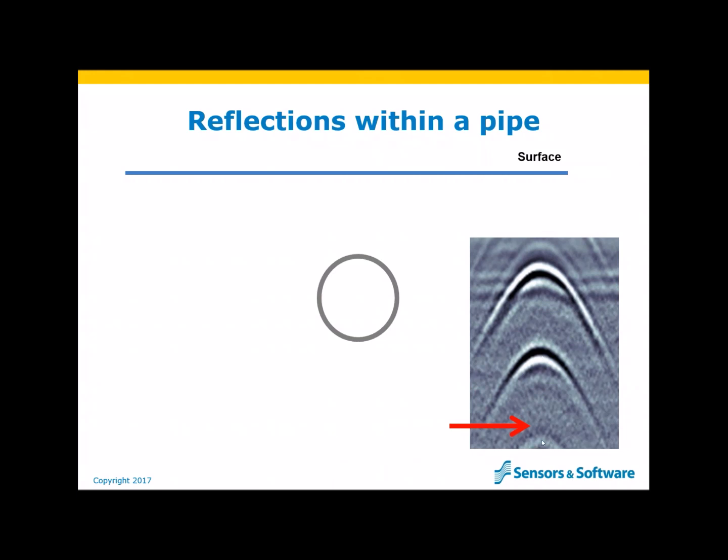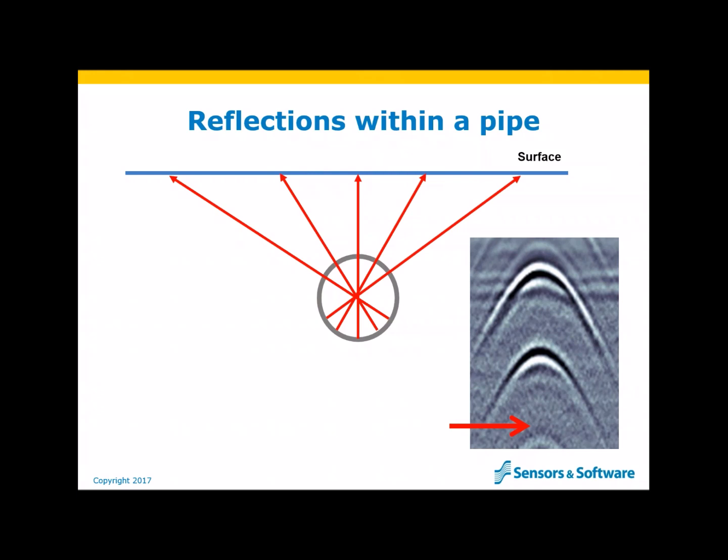Where is this third hyperbola from? It is caused by GPR energy that bounced inside the pipe, just like in the ice and in the puddle. Here's an animation of the path the energy took that formed the third hyperbola. And note that this can happen many times.